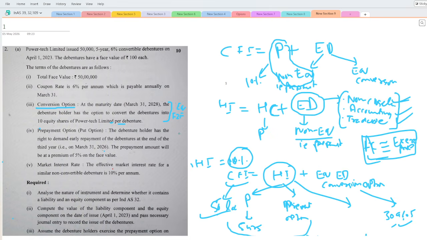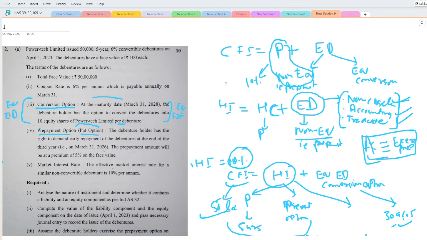And if you want details about all these things, you can refer to my video on the CFI, the compounded financial instrument, where I've explained the concept, and I have also referred to the institute module and explained that material line by line. So this is the conversion option, then the prepayment option, the put option, correct? It's an equity embedded derivative. Why? Because the holder is getting the equity here.